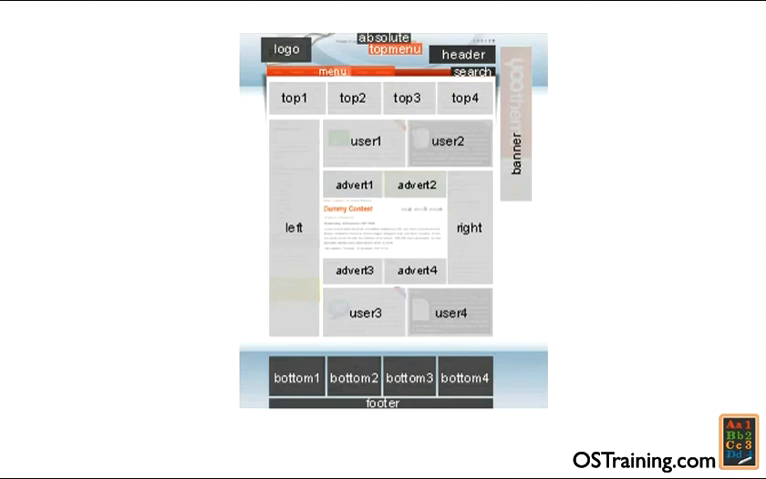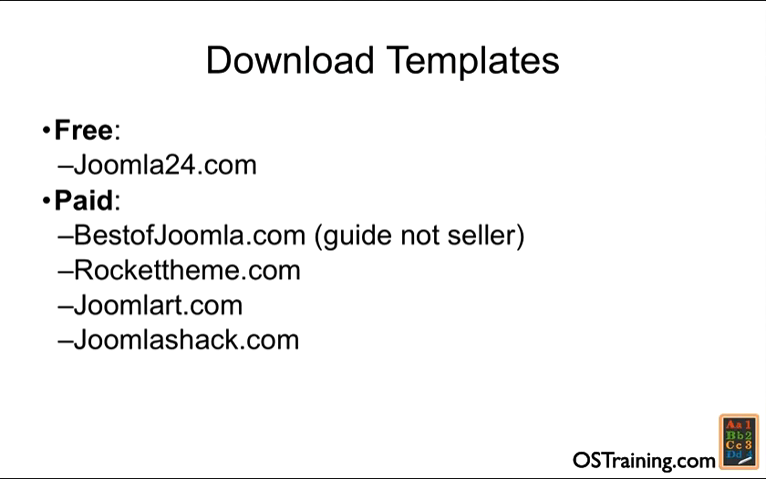So where do we get templates? Well, there's some great places to get templates. Templates are available from Joomla24.com, thebestofjoomla.com. Rocket Theme has some amazing templates. We'll look at one of them later. Joomla Art, Joomla Shack. All of these are great.